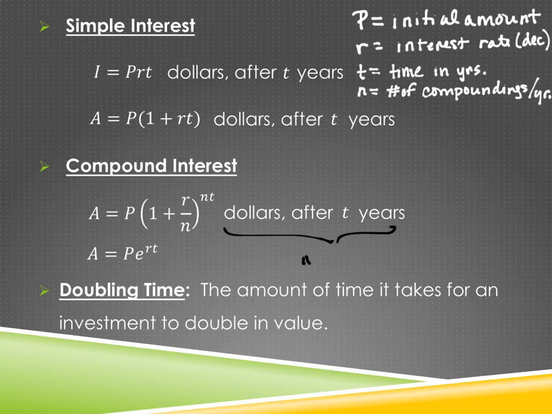You could see daily, not in real life, but in a math problem in a book, you could see daily. We're going to go 365 days a year. We're going to ignore the leap year possibility, okay? So that's what N is, how many times in a year it compounds.